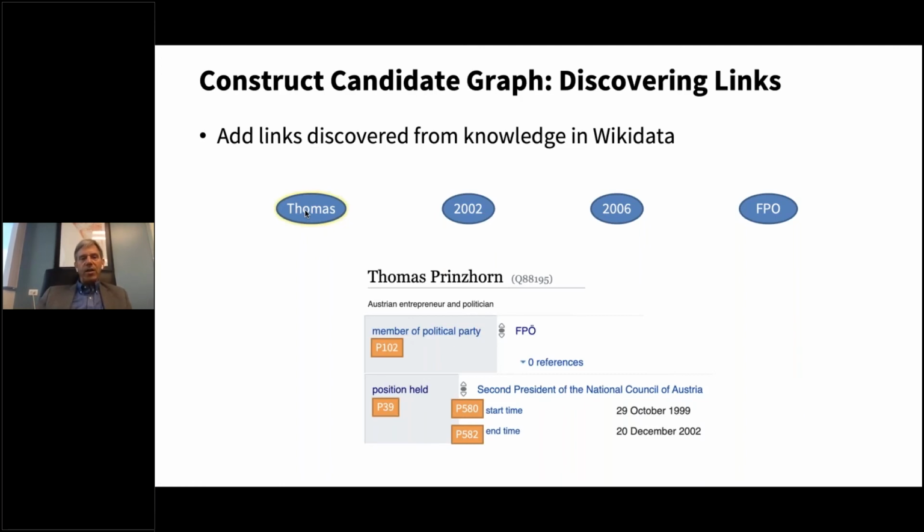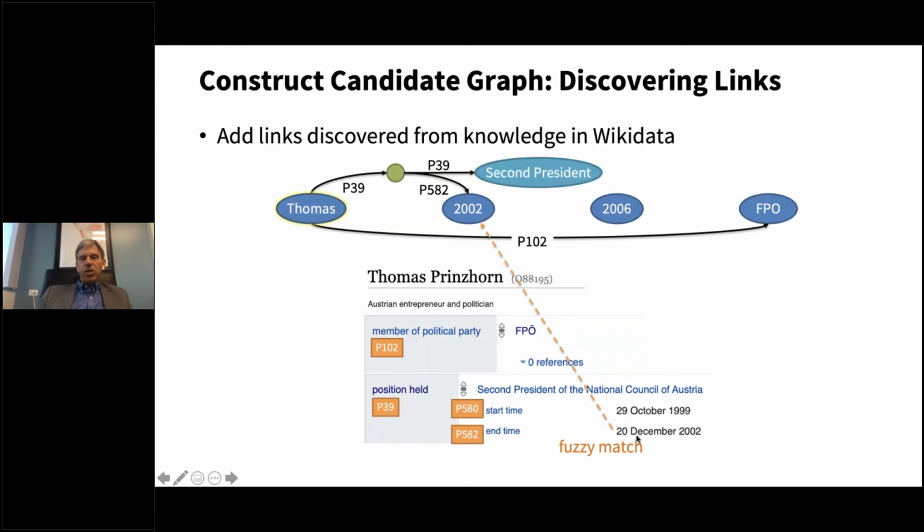So we essentially see here that his political party's FPO. So this gives me a hint that, oh, okay, this is likely to correspond to the member of political party, or P102. So I can essentially build that link from Thomas to FPO as a P102 link, right? Member of political party. I can do a fuzzy match on this date and sort of say, oh, this seems to match the end time. So I'll hypothesize that this is a P582 link, which is the end time, right? You can see down here, P582.